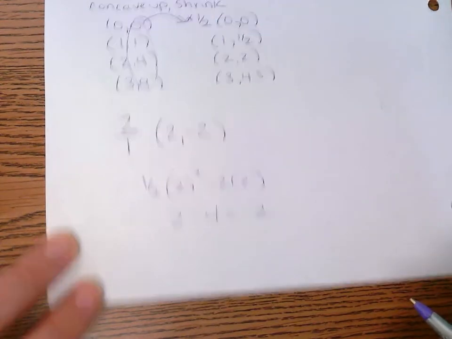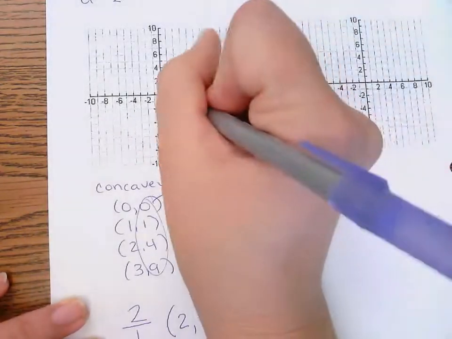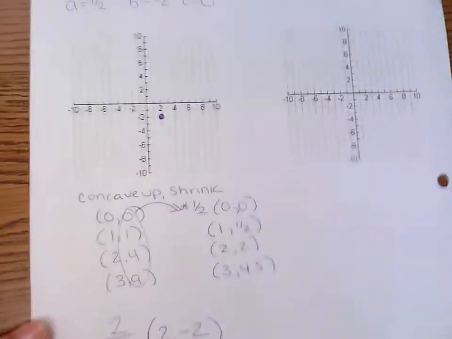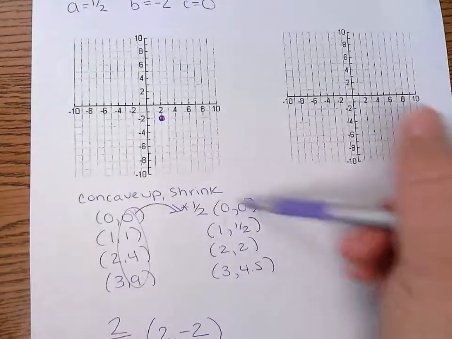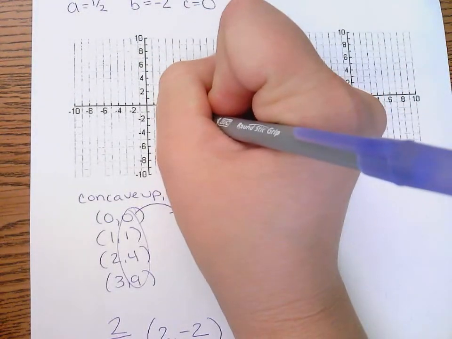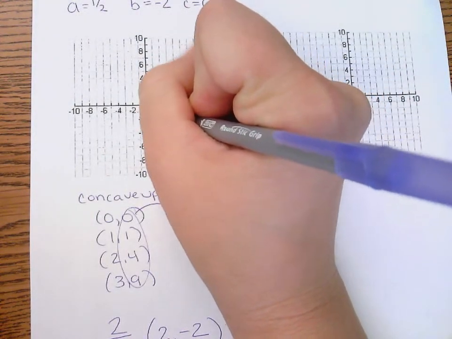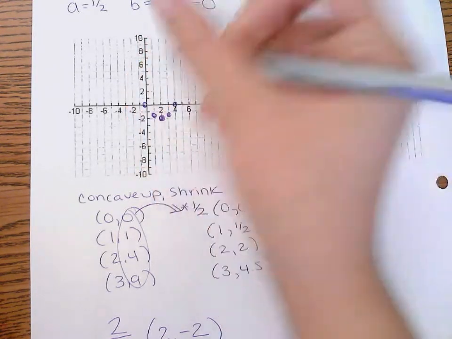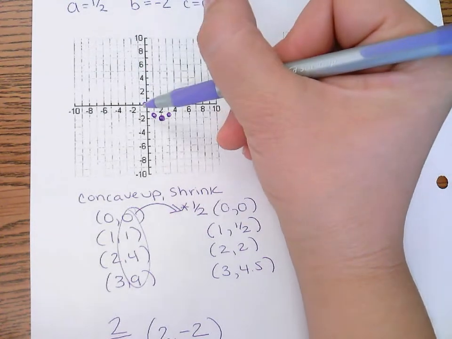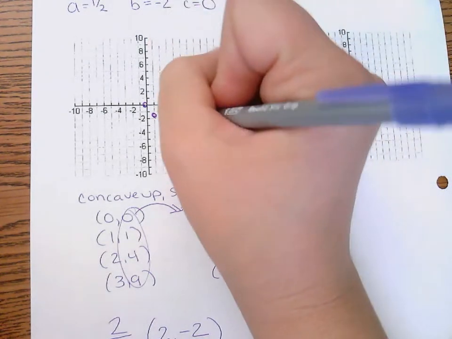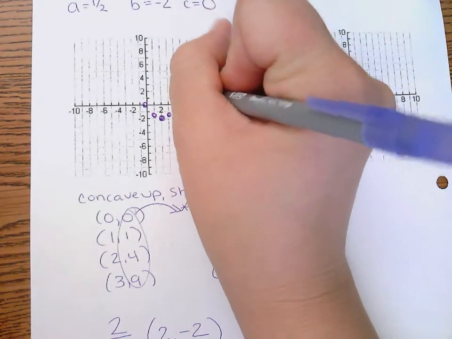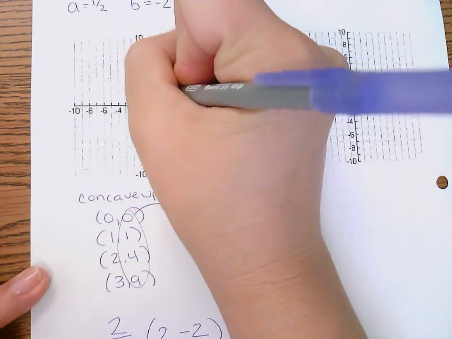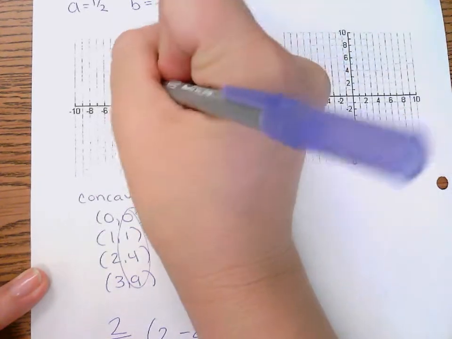So my vertex looks like 2 comma -2, and I'm doing these parent points that have been all shrunk and it was concave up. So over 1 up 1/2, over 2 up 2, hey, my C value was 0, got 0, 0 as a y-intercept, over 3 up 1, 2, 3, 4.5. So how's that look? Parent function that's been shrunk by 1/2.